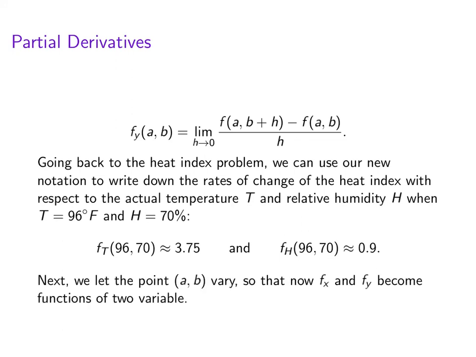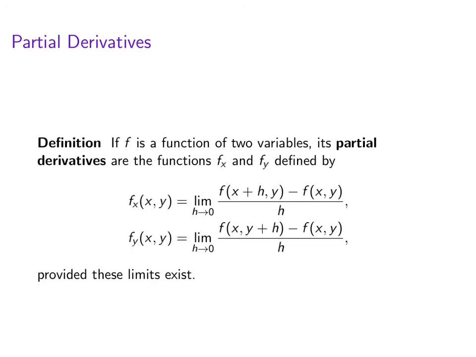The next thing we'll do is let the point a comma b vary so that f sub x and f sub y become functions of two variables. And we'll finish up by making a definition to say that if we have a function of two variables, its partial derivatives are the functions fx and fy defined by these limits. In the first limit, the plus h goes into the x component. In the second limit, it goes in the y component. And of course, that's provided that these limits exist. Okay, that's all for now.